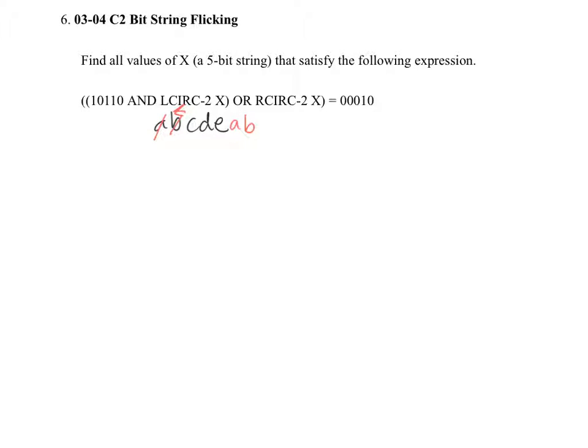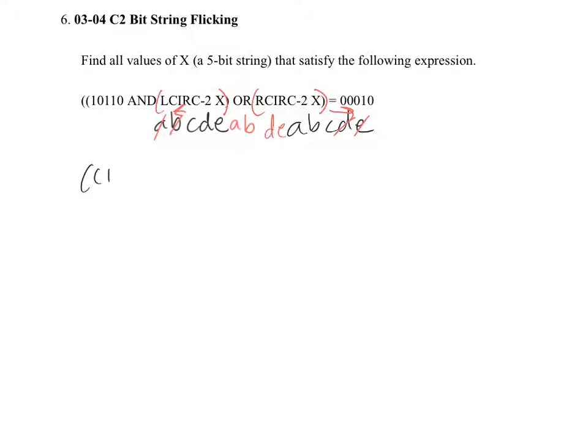Now we can do this one as well. So our circ2 of x again is a, b, c, d, e. It's the same x. This time we're going to be moving to the right. The e goes to this side and the d goes there. Okay, so now I'm going to rewrite the expression.